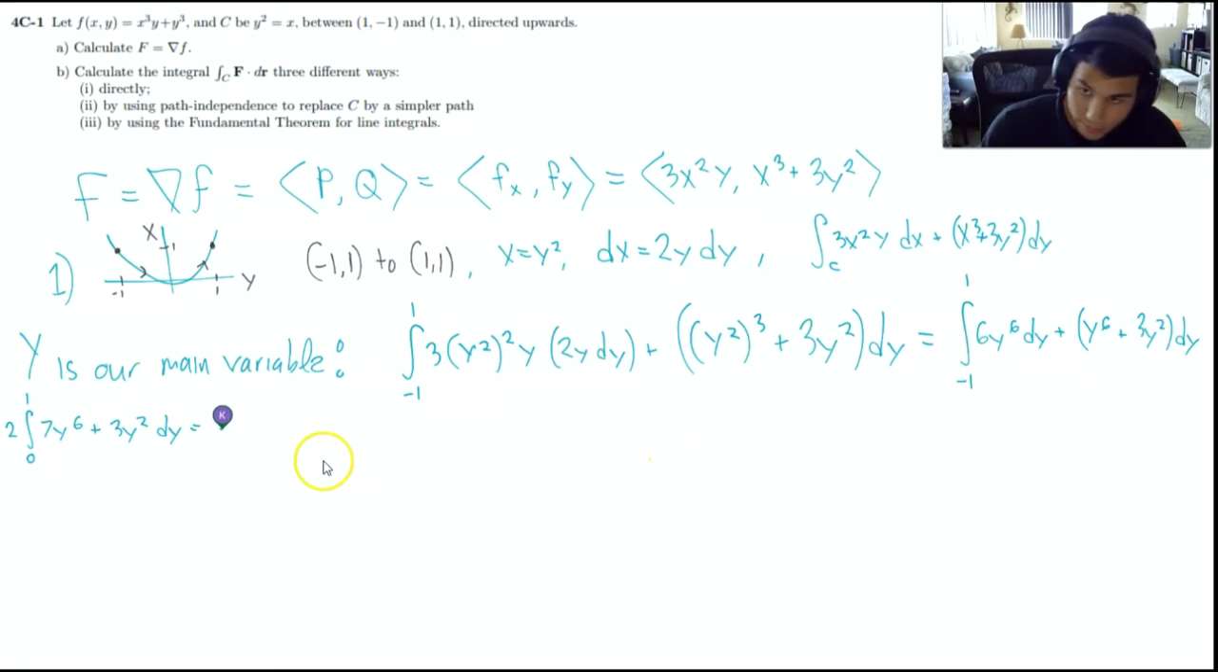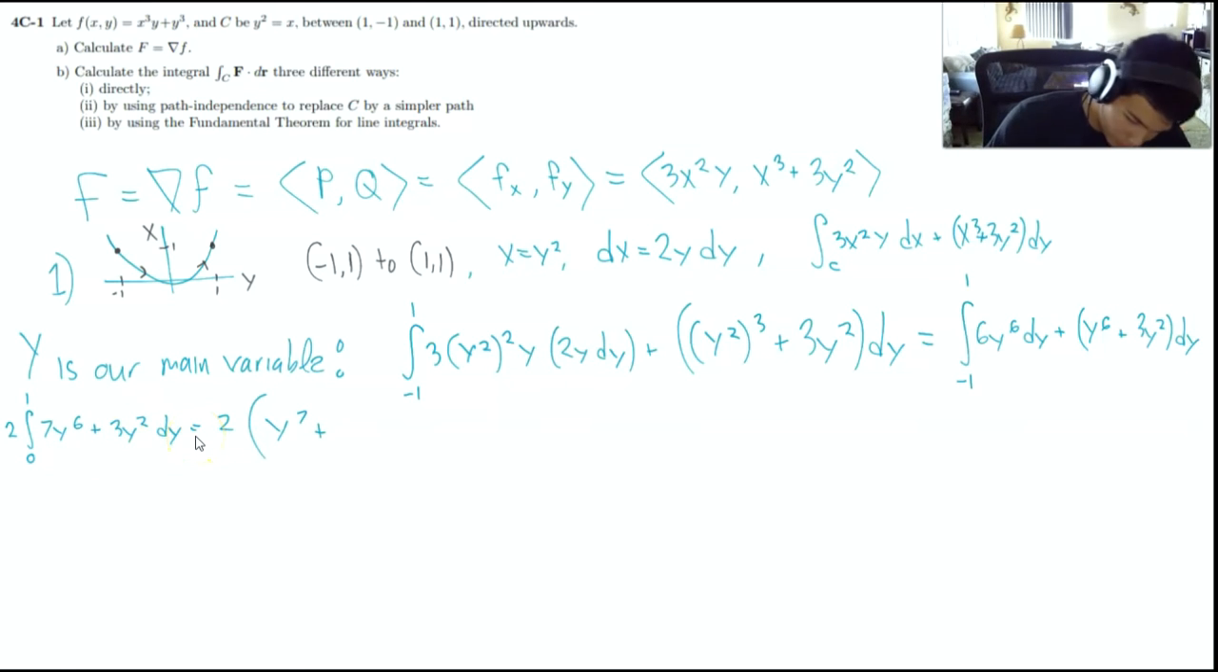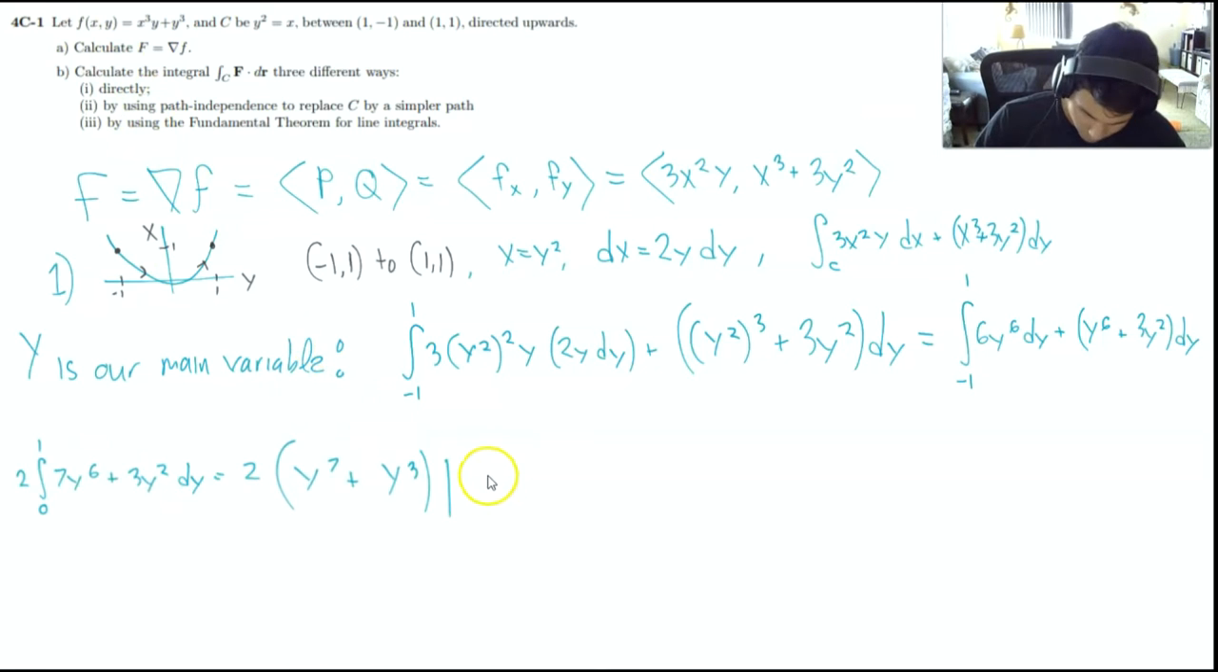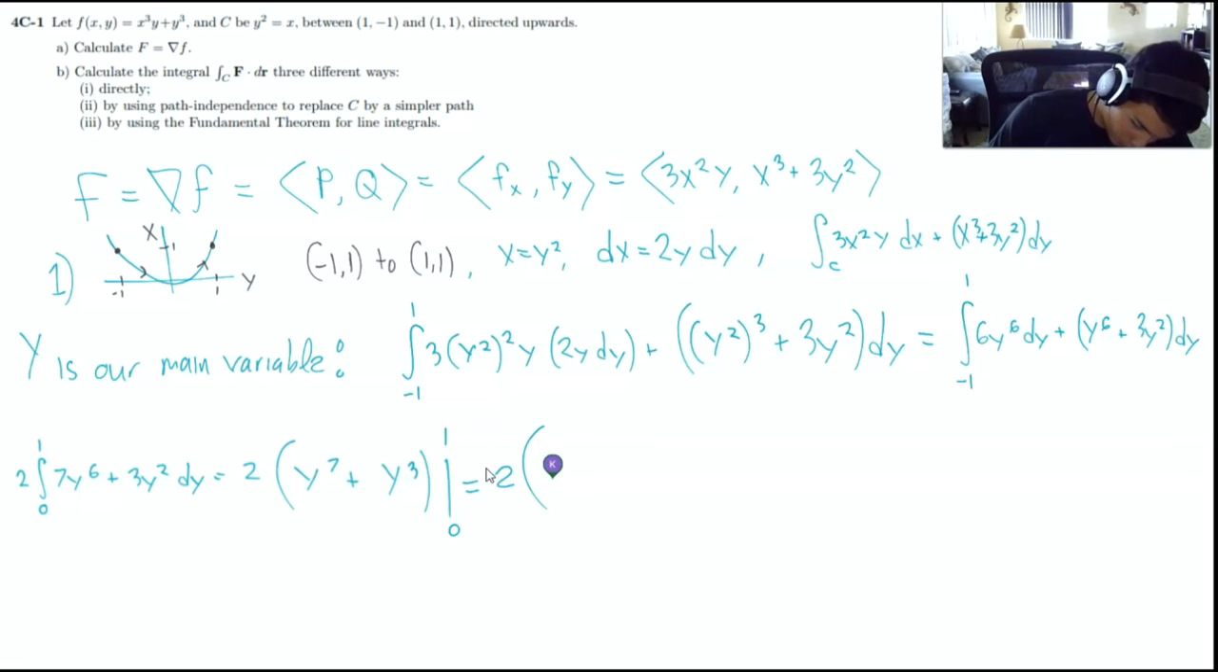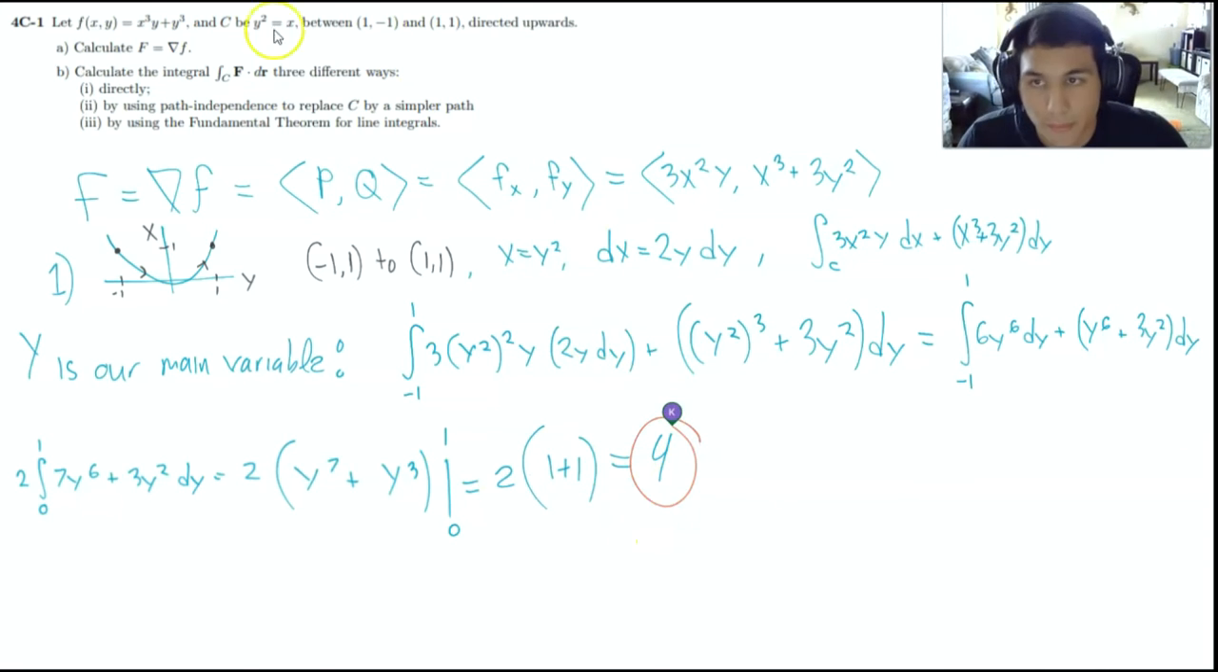So this all will become what? So 7y to the 6. That's just going to become y to... Why am I writing integral sign? It'll be y to the power 7 plus 3y to the power 3 divided by 3. The 3 can go away. And this is all going to be, I need to make space. Okay, that's going from 1 to 0, so we get 2. And that's just 1 plus 1, which is 4. Okay, so 4, right? Now, in theory, we should have 4 here for our answer, 4 here for our answer, and 4 here for our answer. Let's see if that happens.